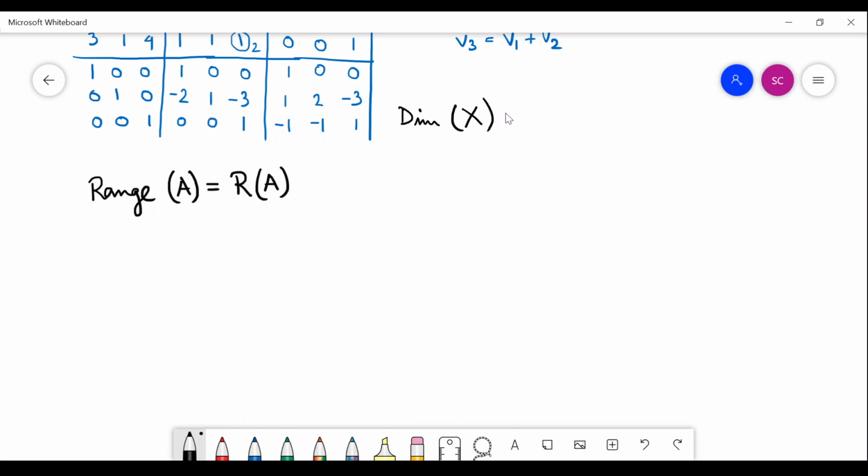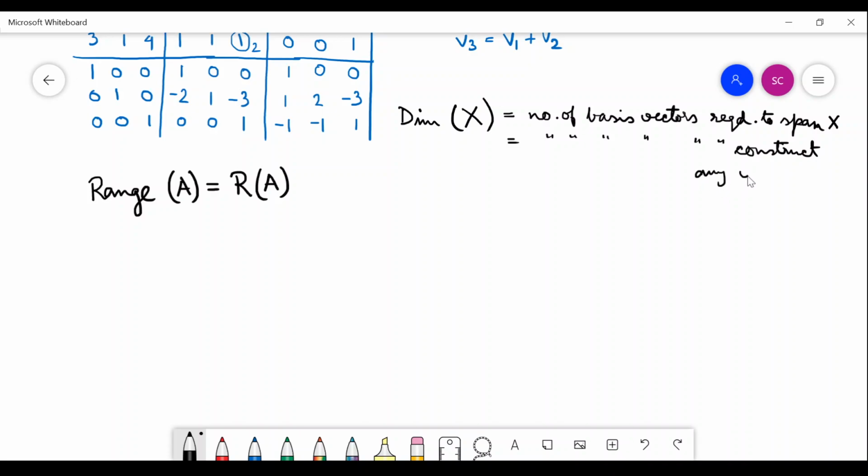Dimension of X will be equal to the number of basis vectors required to span, this is a term we use, to span this vector space X, which is the same as the number of basis vectors required to create or construct any vector in X. That means spanning of X. Spanning of X means you can create any vector in X with the help of these basis vectors.